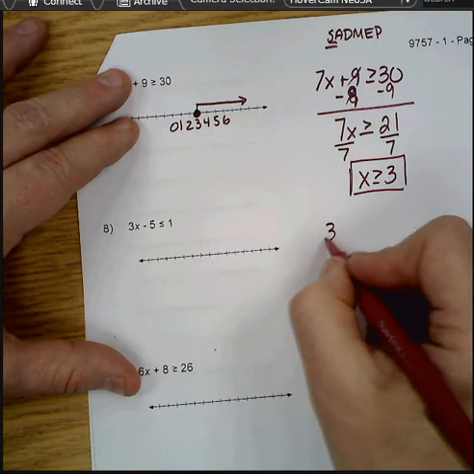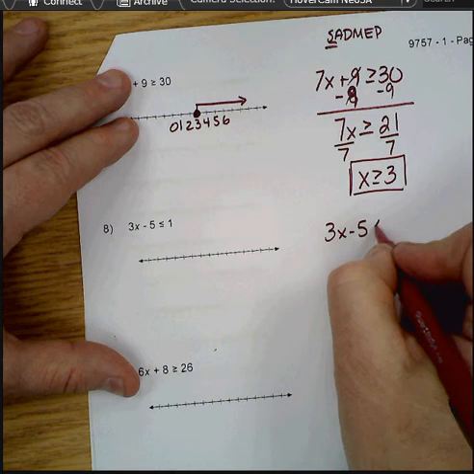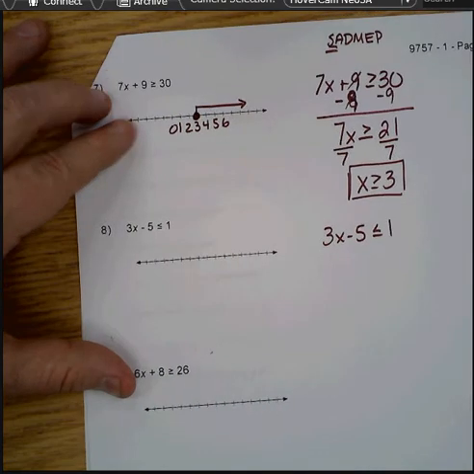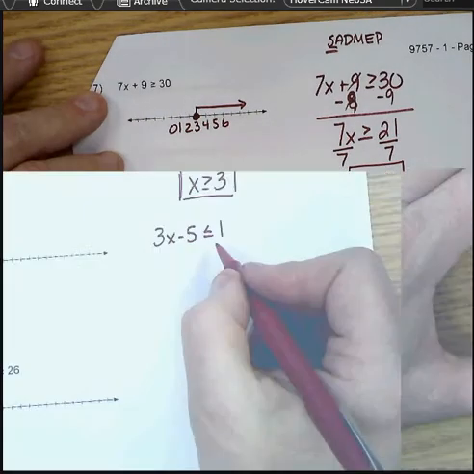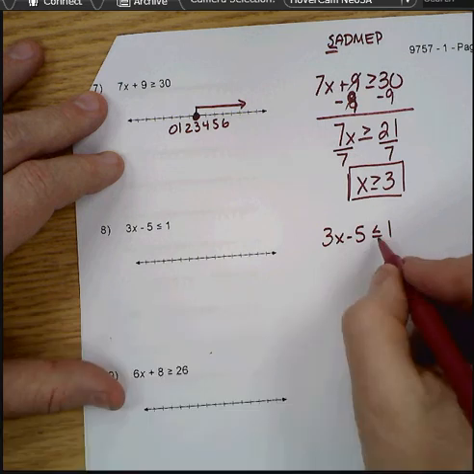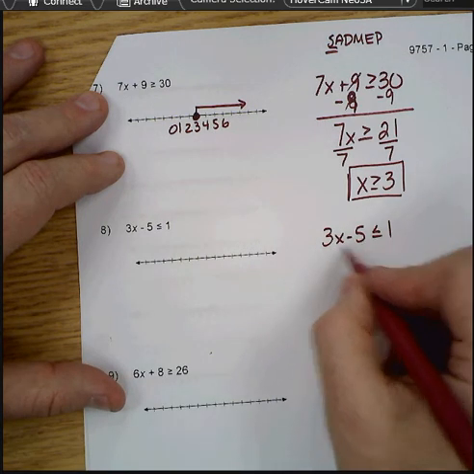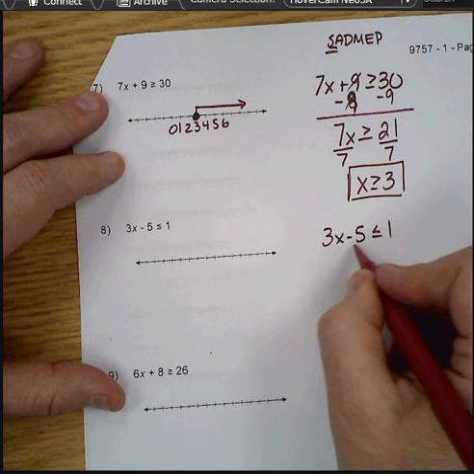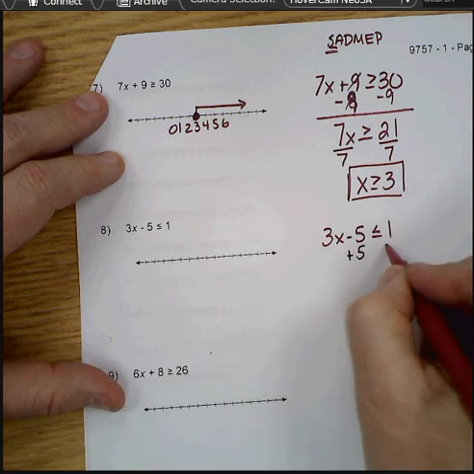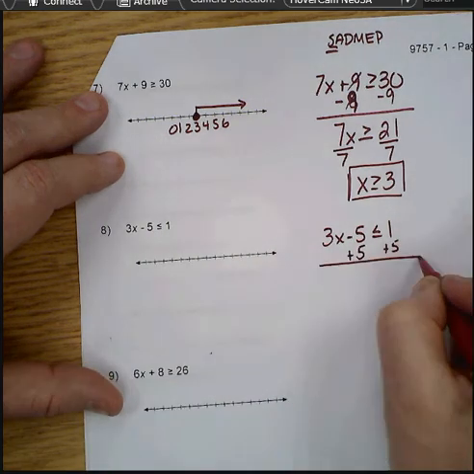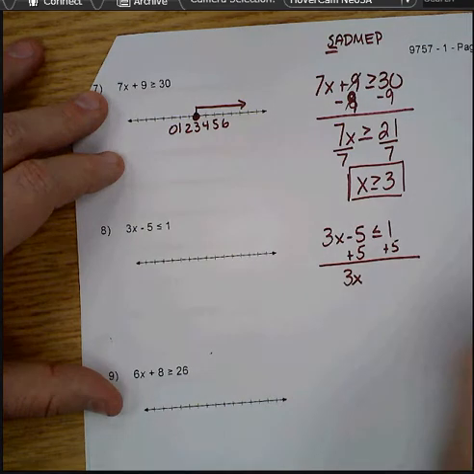I get 3x minus 5 is less than or equal to 1. Okay? So if I'm less than or equal to 1, solving for this, treat it just like it's an equal sign. I'm going to zero out what I need to zero out on this side. In this case, it's a minus 5, so I'm going to add 5 to both sides to get that to become 0.